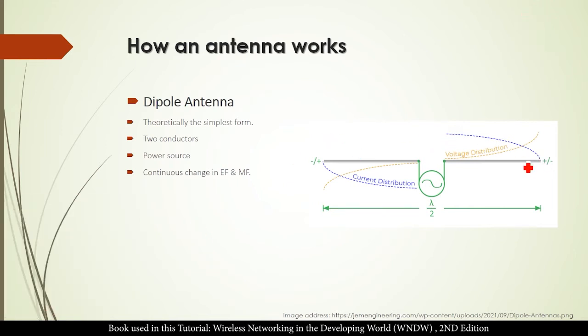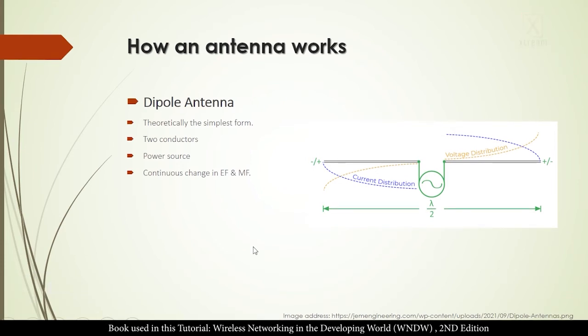So the movement of positively and negatively charged particles, which already have the electric field, whenever they move from one point to another point, will produce a magnetic field, and in return we will have an electromagnetic signal.